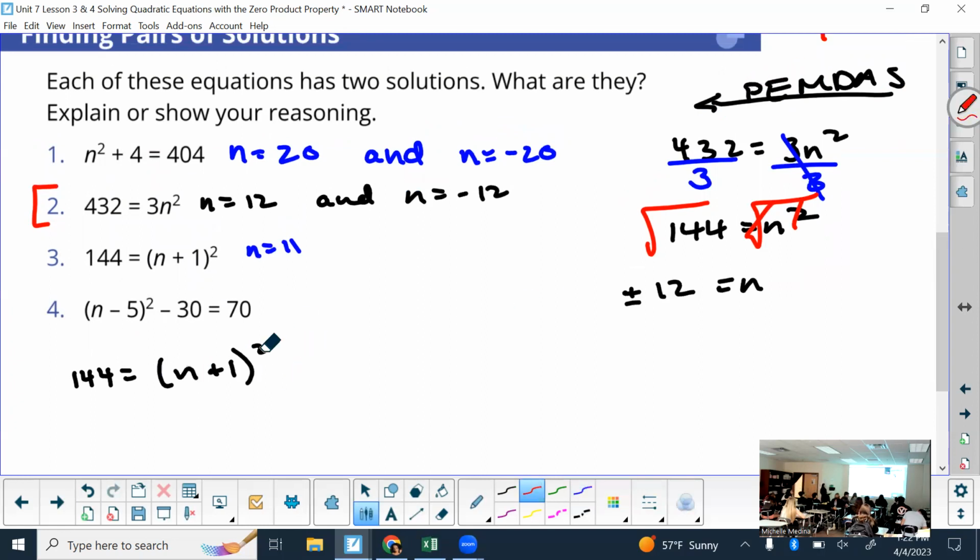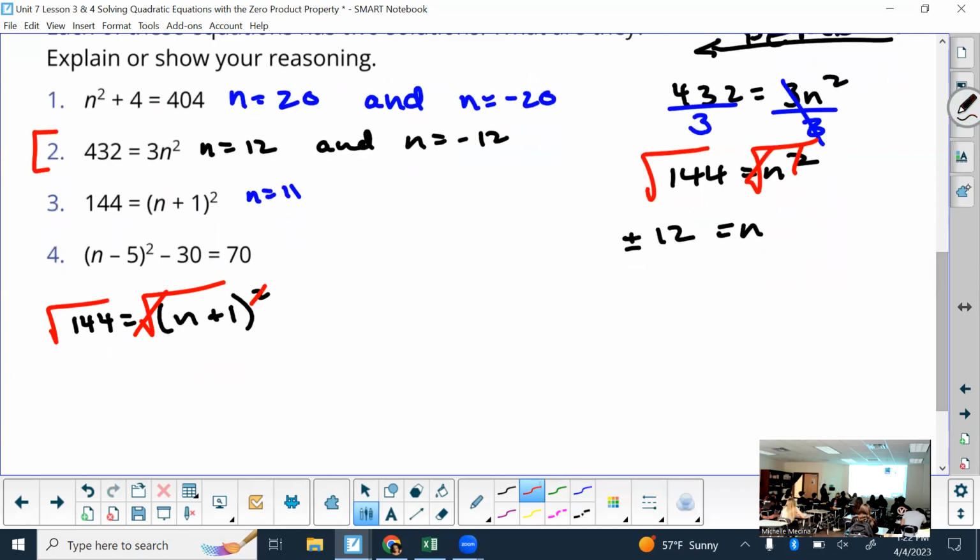So opposite of squaring something is, whatever you do on one side of the equal sign. What's the square root of 144? Not just 12, but plus or minus 12. Good job, right? So now on the right side, I have n plus 1, and the parentheses can go away now because there's nothing else on that side.